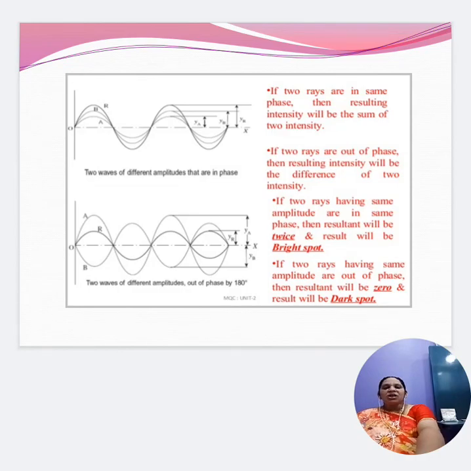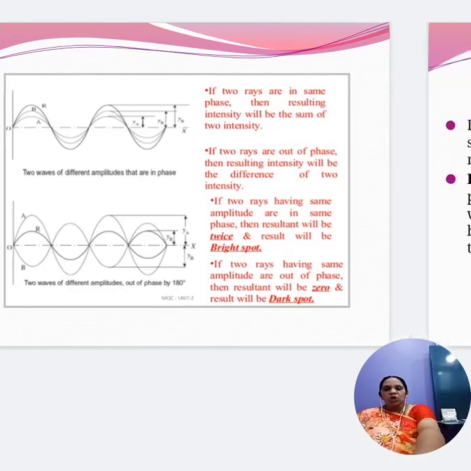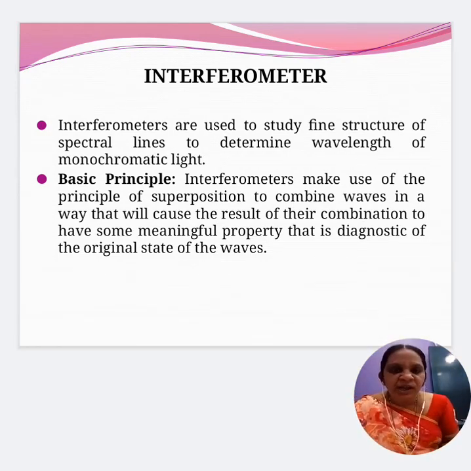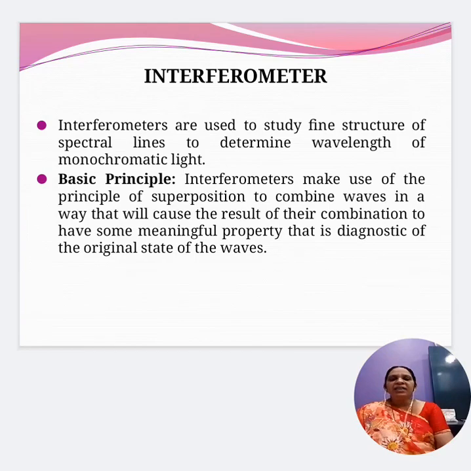So this is the concept of interference. Interferometers are used to study the fine structure of spectral lines and to determine the wavelength of monochromatic light.